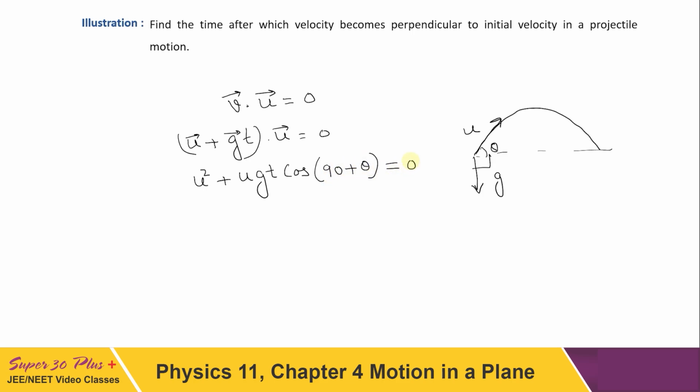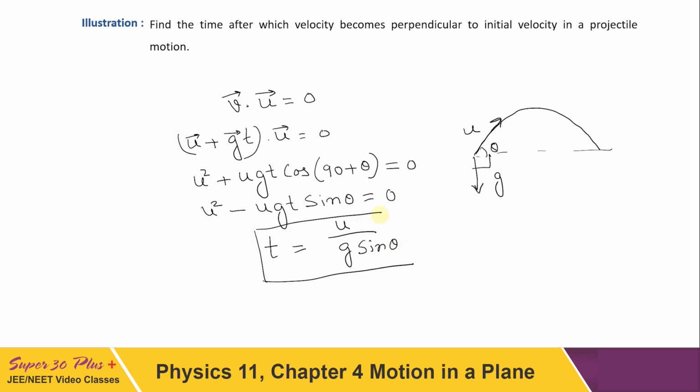What is cos 90 plus theta? That can be written as minus sin theta. So this is u square minus u g t sin theta, and it should be equal to 0. From here we can write t is equal to u upon g sin theta. So this is the time after which the velocity vector becomes perpendicular to the initial velocity vector.